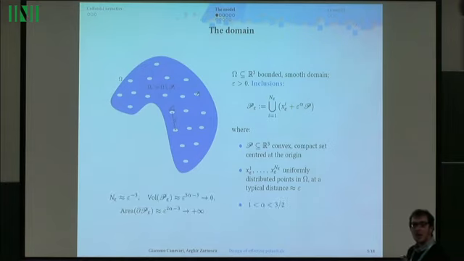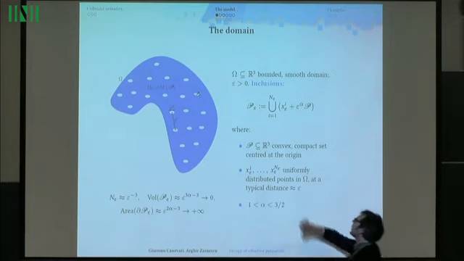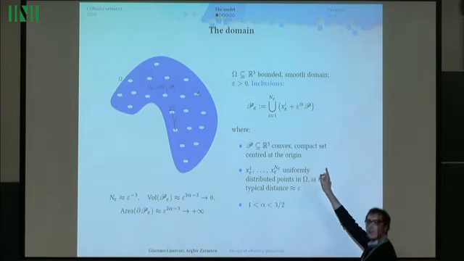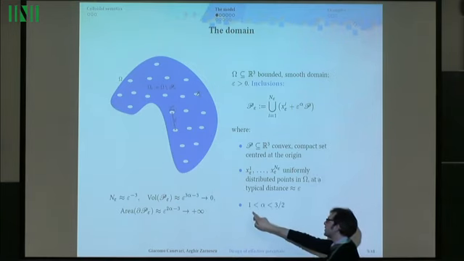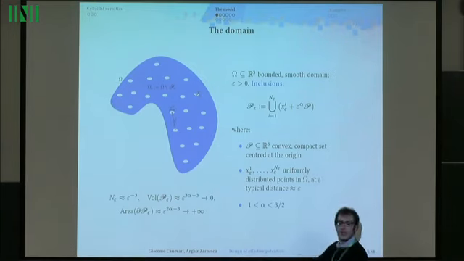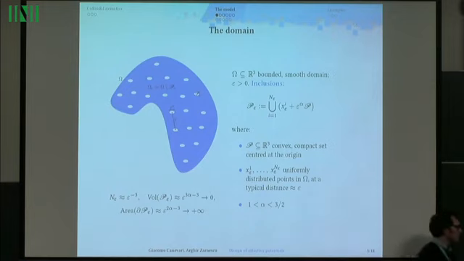And how about the size of the inclusions? That's a crucial parameter. The inclusions have size epsilon to the power alpha. And we assume that the parameter alpha is larger than 1. That means that the inclusion size, epsilon to the power alpha, is small compared to epsilon, the typical distance between inclusions, and so we are indeed in the dilute regime.